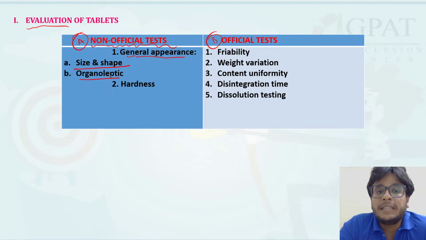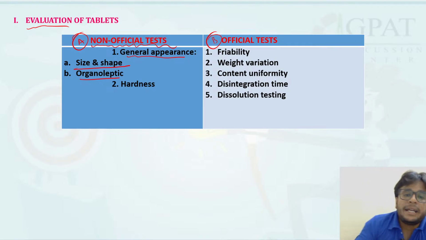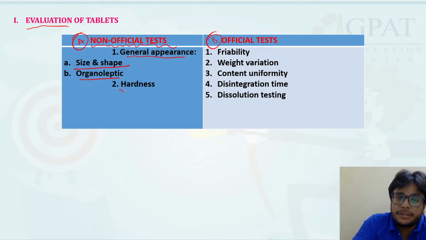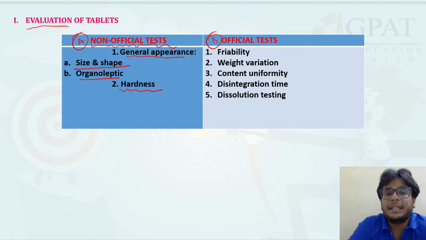All the properties that can be felt by the organs, like the tongue, nose, or eyes, are known as the organoleptic property. And the second is going to be the hardness. We have to measure the hardness of that particular tablet. Then we come to the official tests.